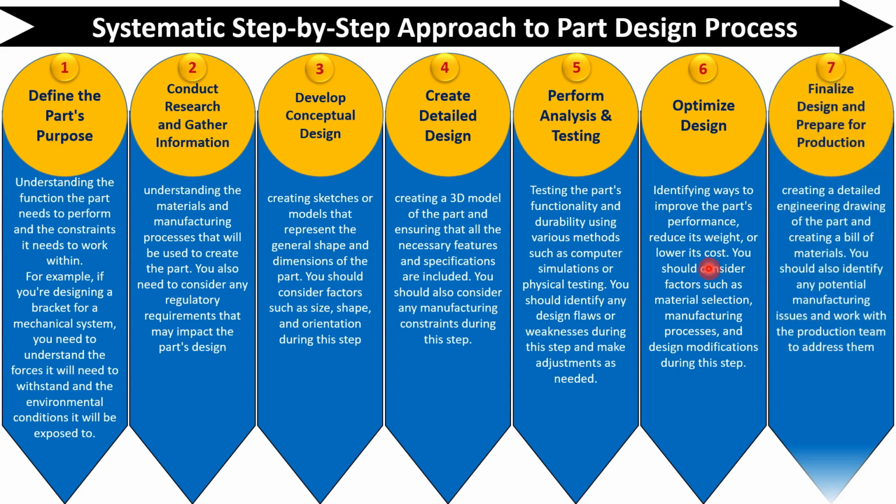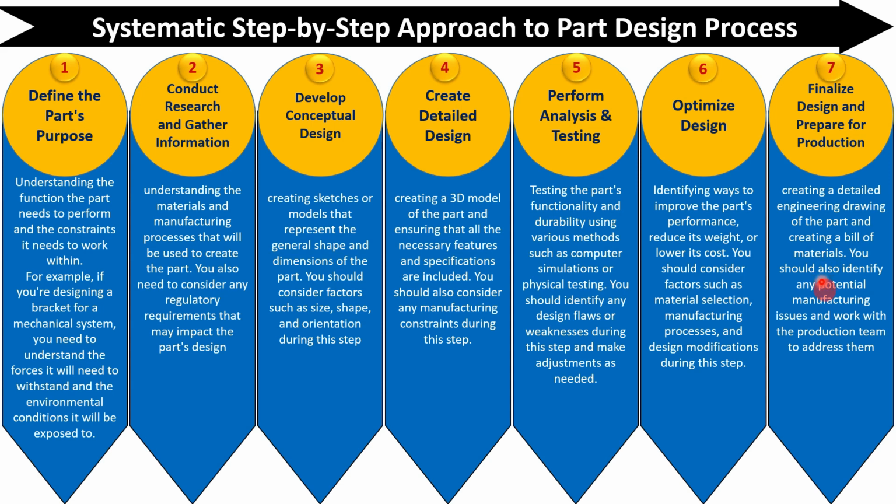The final step is finalizing the design and preparing for production. This process involves creating a detailed engineering drawing of the part and creating the bill of materials. In this process we will manufacture the part. So production will start at this stage.